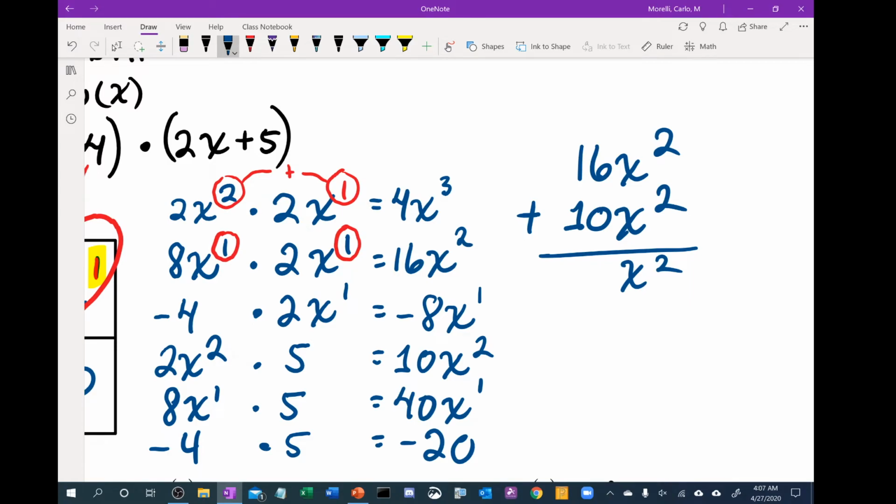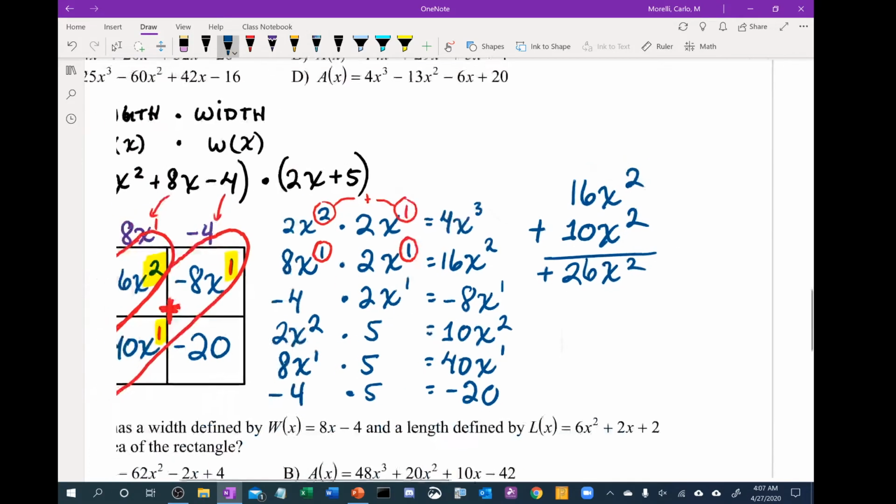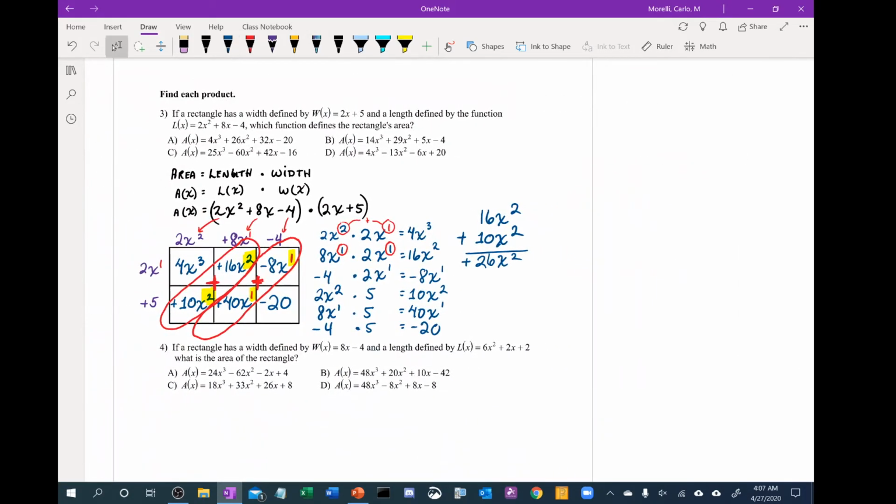You're just adding 16 and 10. So 6 plus 0 is 6, and 1 plus 1 is 2. So this is positive 26x squared. So we'll remember that here for a moment. We're going to need him in a minute. We're going to need this, and we're going to eventually need that negative 20. So let's do the final piece and then string all those pieces together. We'll start with the positive 40.